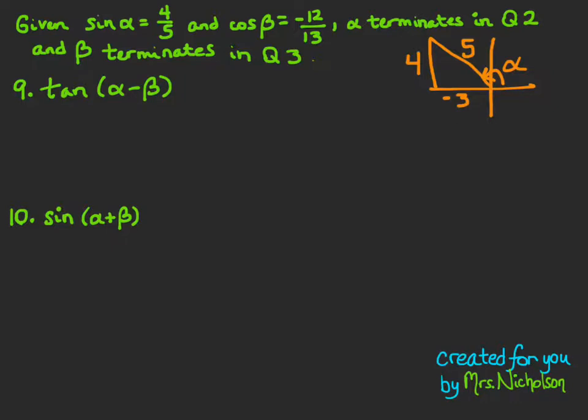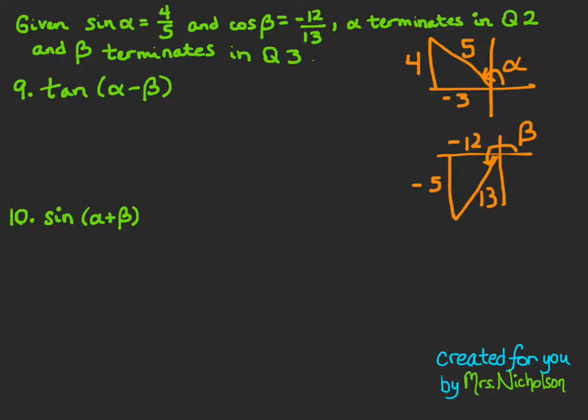Now I have another angle here, beta, and beta terminates in quadrant 3. So I'm going to draw a reference triangle in quadrant 3. This is beta. And for this angle, we know that cosine is negative 12 over 13. So x over r, negative 12 over 13. And 5, 12, 13 is a Pythagorean triple. So this side, my y side, is going to be 5. And since we're in quadrant 3, it's going to be a negative 5.